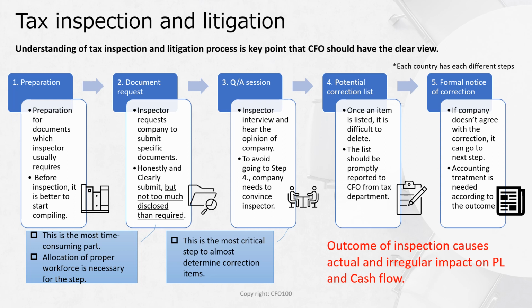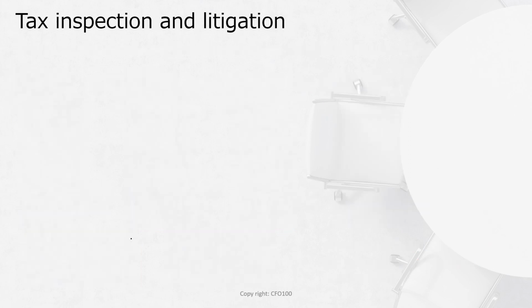In the next slide, you can learn what happens next after tax inspection. It is a tax litigation process. In this slide, you can have a clear view of the tax litigation process. You need to understand what the particular steps and the process in the rule for your country are, because each country has a different litigation process.